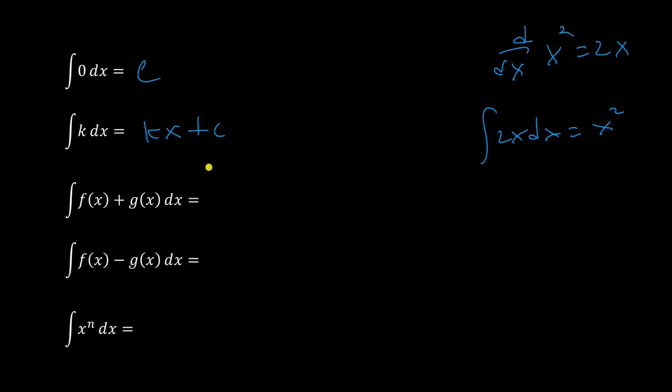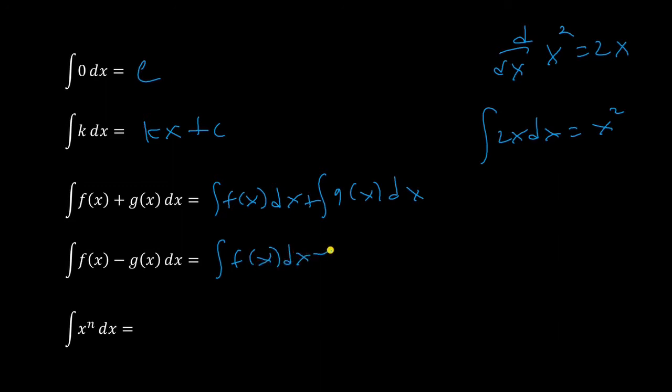We still have the sum and difference rules, which, remember, if you're integrating the sum of two functions, that's just going to be the integrals of each of the individual functions. I can add these, or if I'm subtracting them, I can subtract their respective integrals. And then for the opposite of the power rule, instead of multiplying by the exponent and subtracting 1, we're going to add 1 to the exponent and then divide by the new exponent.